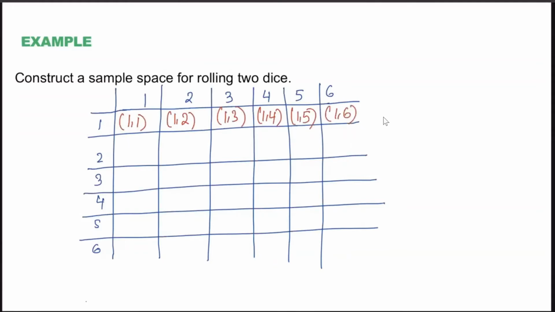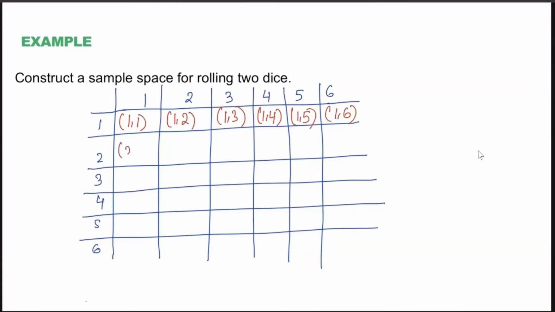So do you have any question on the first line, how I got those values? 1 on the first, 1 on the second, 1, 1. 1 on the first, 2 on the second, 1, 2. 1, 3. 1, 4. 1, 5. 1 on the first, 6 on the second, 1, 6. Right? Is there any question on the first line? I want some of you to unmute yourself. No? Okay, now let's continue the same way, like 2, 1, 2, 2, 2, 3, 2, 4.